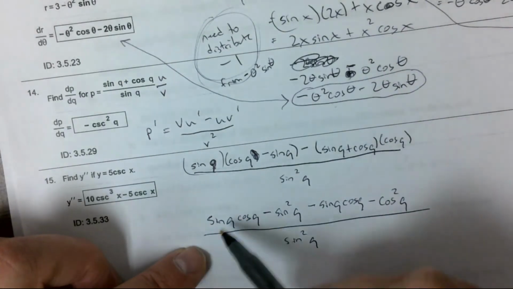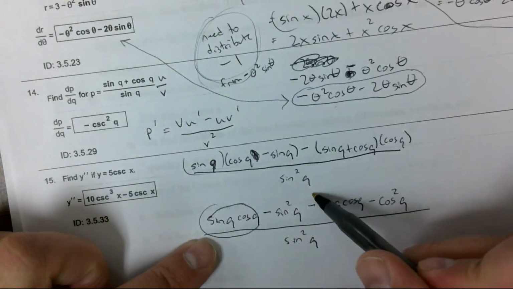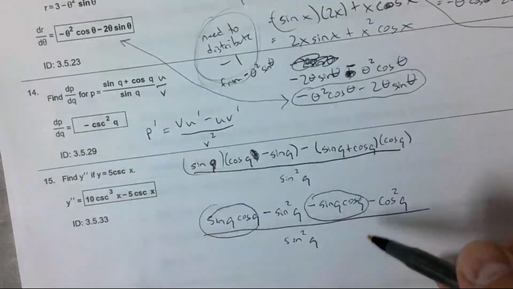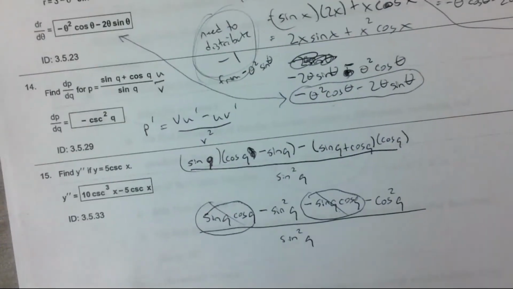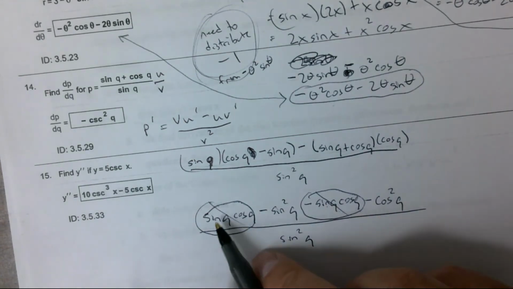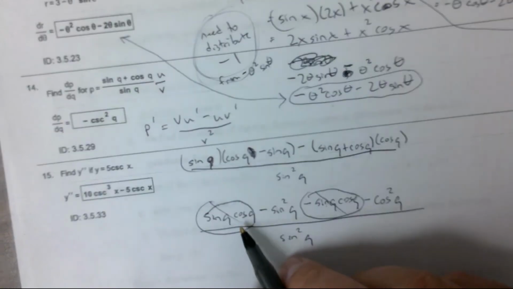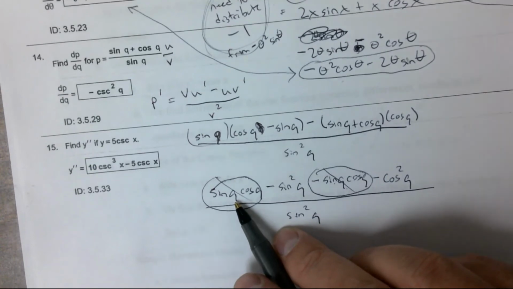Now notice if we have sine q cosine q and negative sine q cosine q, those cancel. So even if you had rewritten it like cosine times sine, that would have canceled with sine times cosine, since it's the same variable q. Okay, so that cancels out.